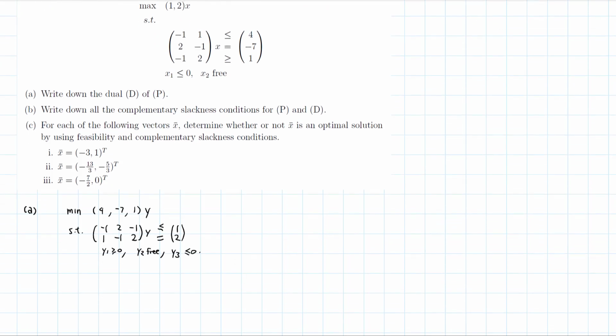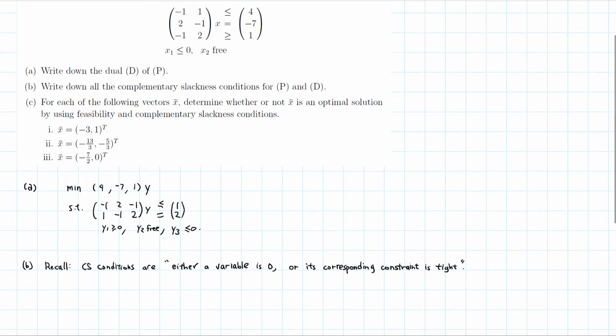Next, we will write down the complementary slackness conditions for this primal dual pair. Recall that CS conditions have the form of either a variable is 0 or its corresponding constraint is tight. This goes for both the primal and the dual. Also, we ignore the equality constraints as they are already tight. So, we have 3 CS conditions here.